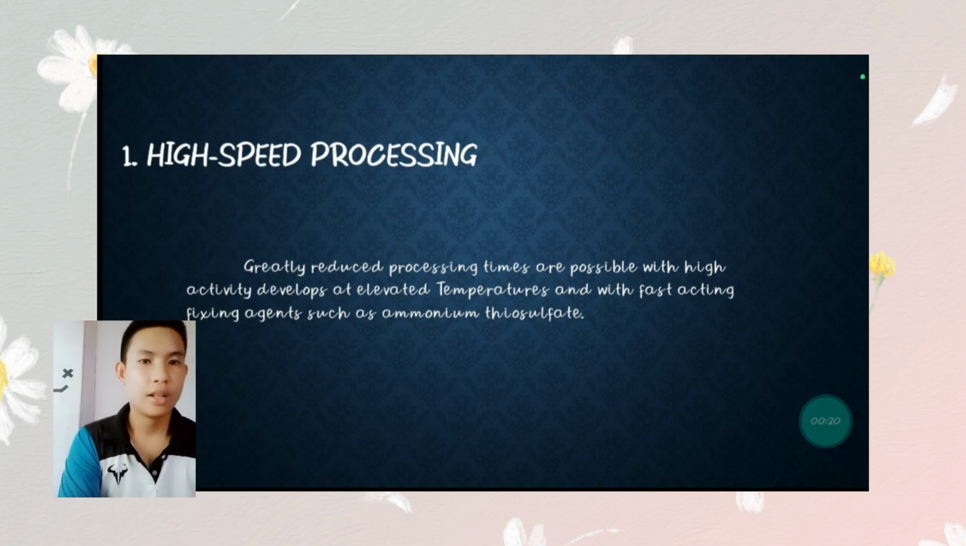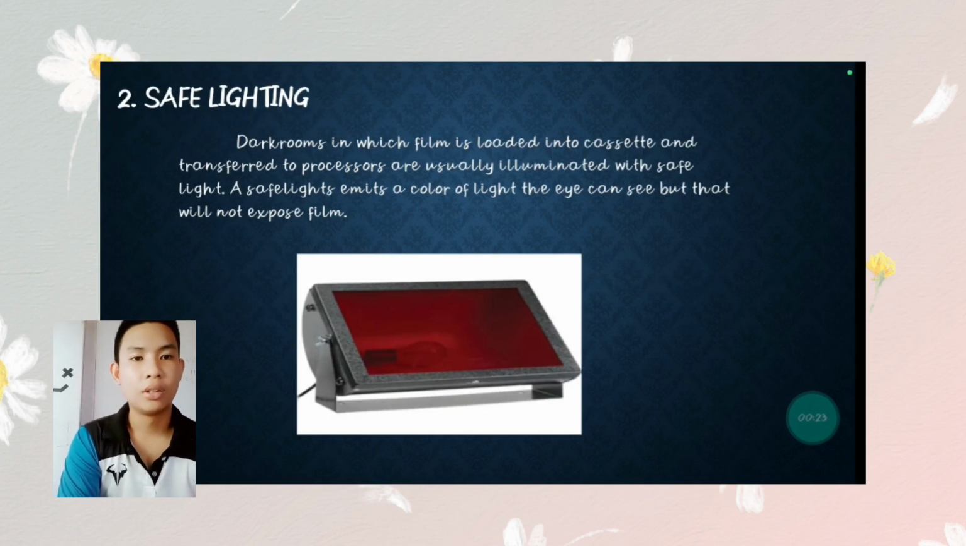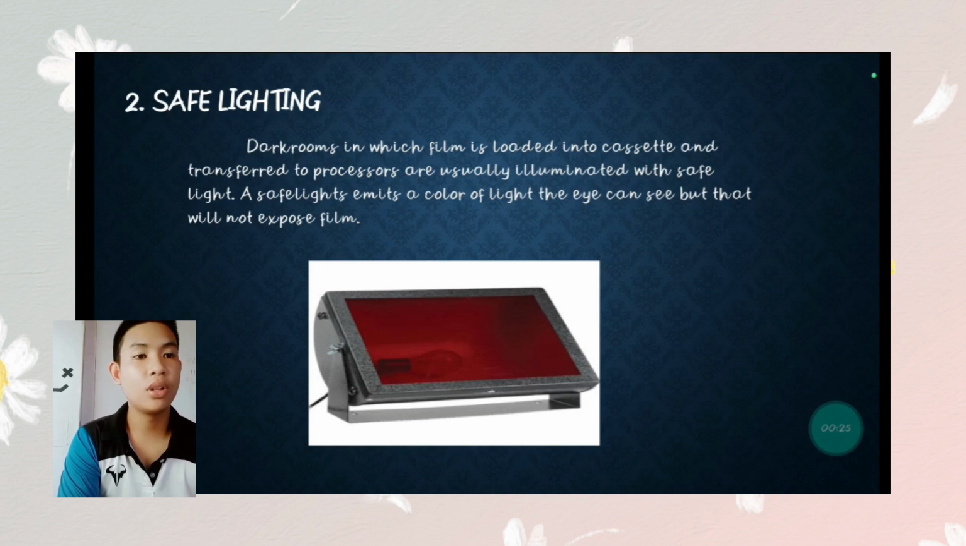The next is safe lighting. Darkrooms in which film is loaded into cassettes and transferred to processors are usually illuminated with safelight. A safelight emits a color of light the eye can see but that will not expose film.